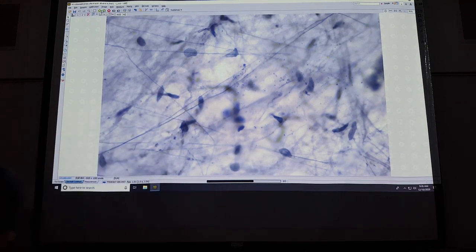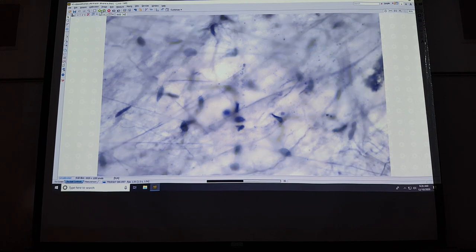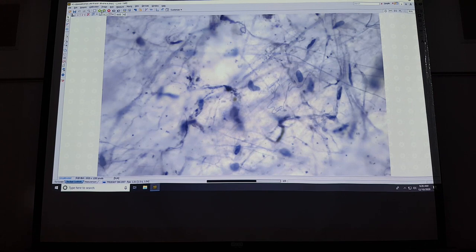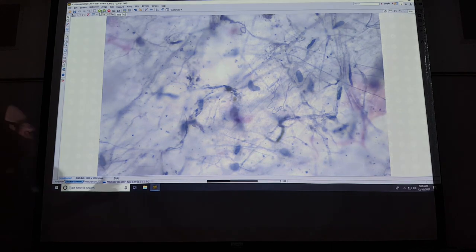So what's the name of this tissue? Areolar connective tissue. What's the type of tissue I see here? Connective. Where do I find it? Within the dermis, between the muscles, packaging or around my blood vessels, areolar connective tissue.